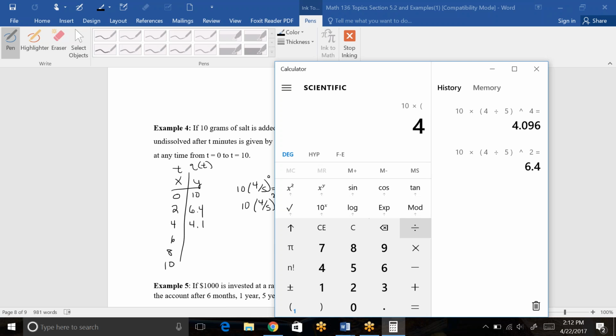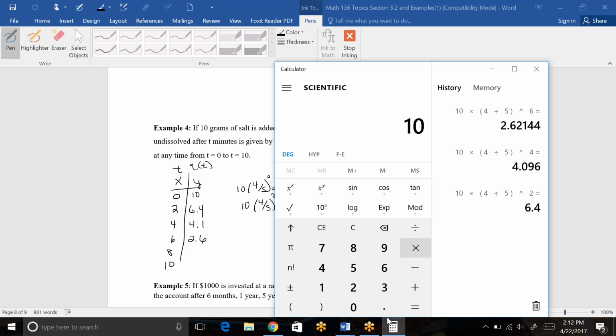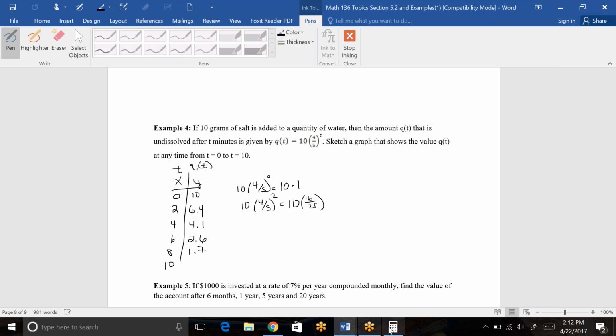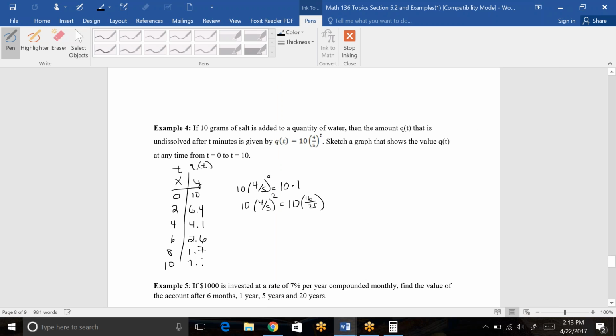10 times 4 divided by 5 to the sixth power is going to be 2.6. 10 times parentheses 4 divided by 5, close parentheses, raised to the eighth power is 1.7. So notice it's dissolving almost completely out at this point. And 10 times 4 divided by 5 to the 10th power is 1.1. So if we wanted to graph this, we only need to graph the first quadrant over here because that is the all positives.